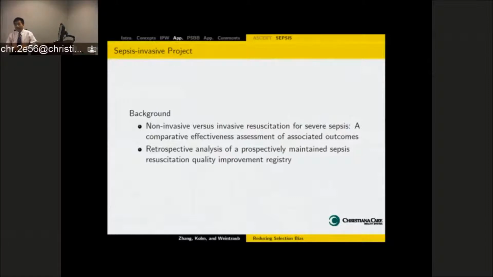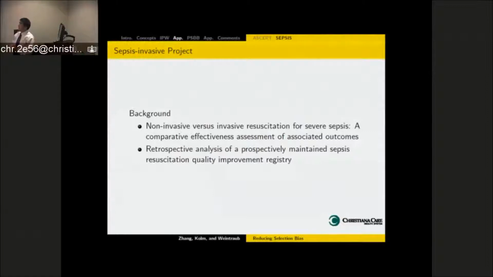Now let's turn to the application of IPW in a small sample size. This study is from our VI Institute's ongoing project.